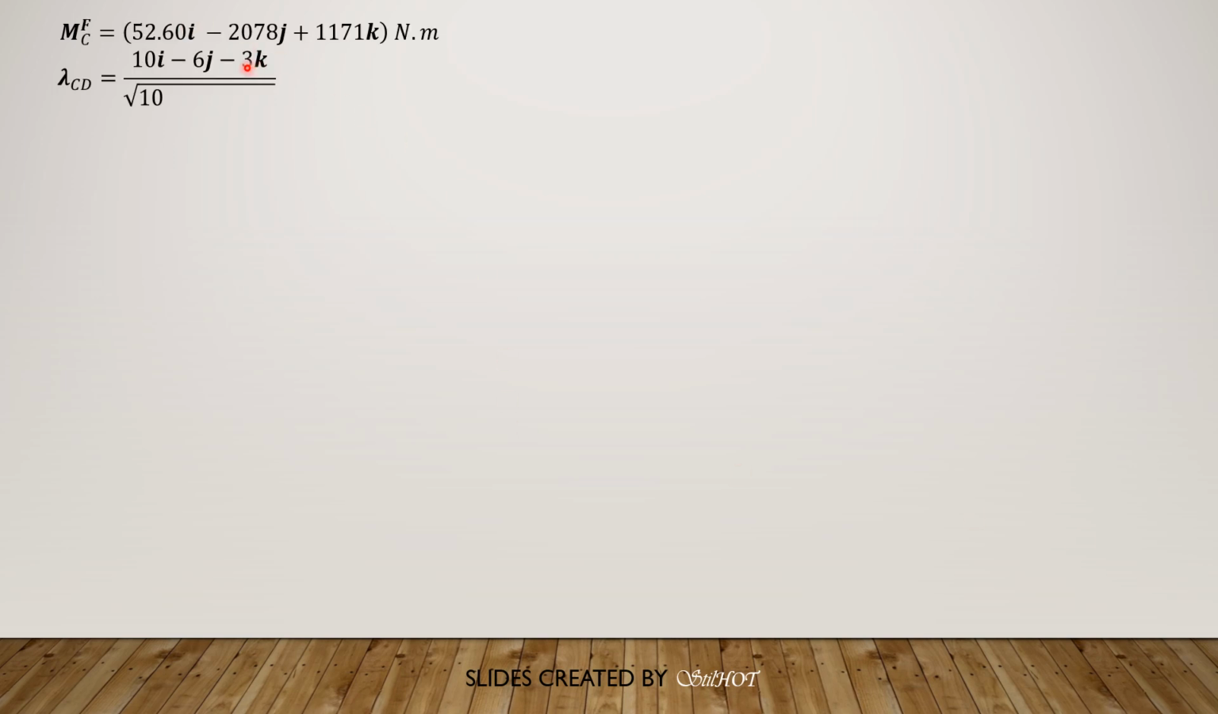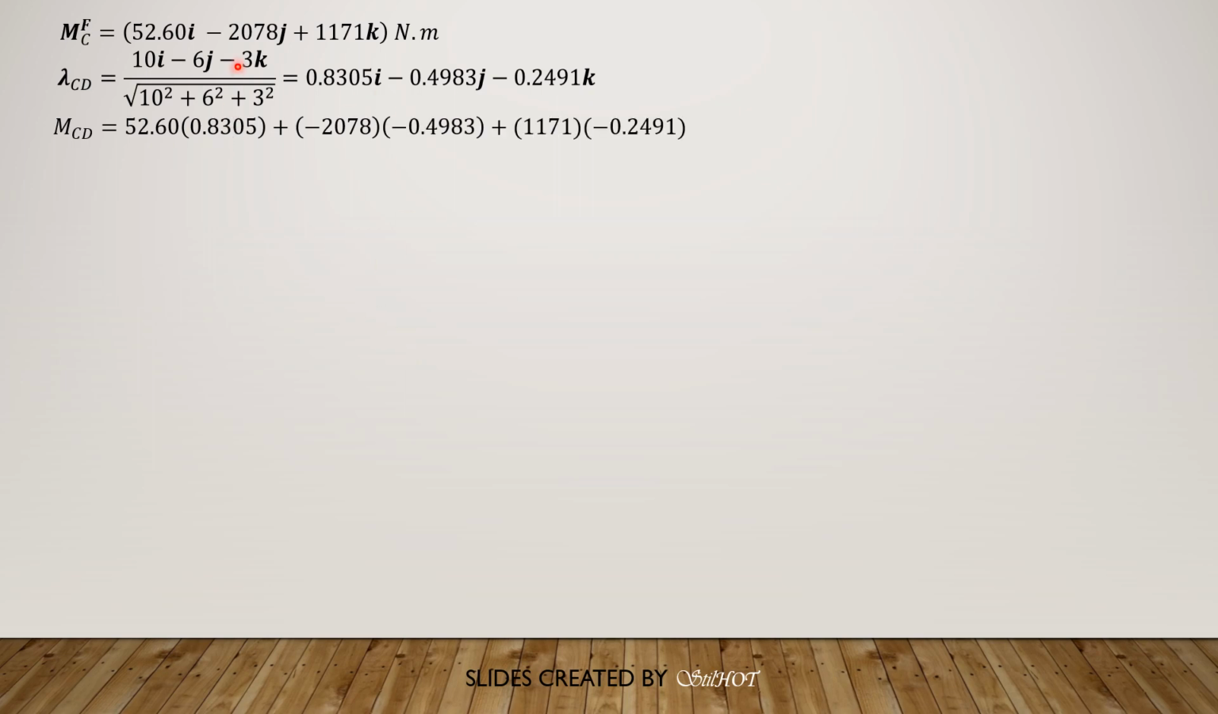So 52.6, this is a moment of force about C, and this is lambda of CD. Remember that the dot product is simply the sum of the products of corresponding components. So 52.6 times 0.8305 plus negative 2078 times negative 0.4983 plus 1171 times negative 0.2491, and that gives us 787.5 Newton meter. So that's a magnitude, that's a scalar, as proven in the earlier discussion, that the scalar triple product is a scalar.